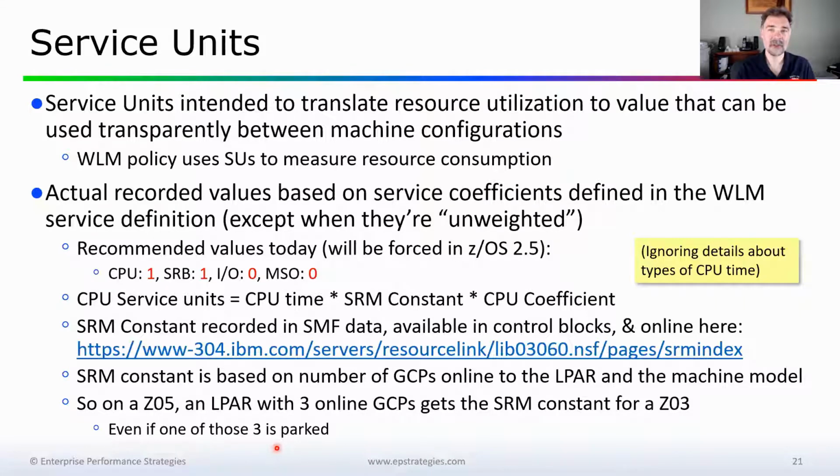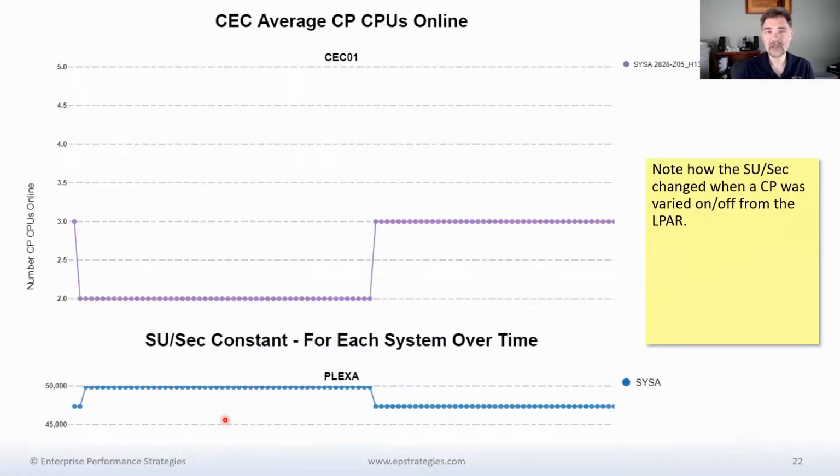So the service units do this because they're trying to take into account the MP effect. Historically, this probably made good sense. With hyper dispatch today, it probably makes a little less sense, but nonetheless, it's what actually happens. So this is just an example of that, where a customer actually varied a CPU offline, and you can see that the service units per second constant for the LPAR rose.